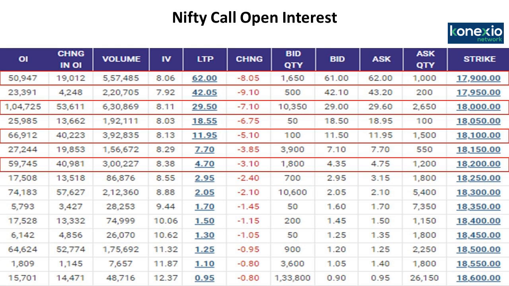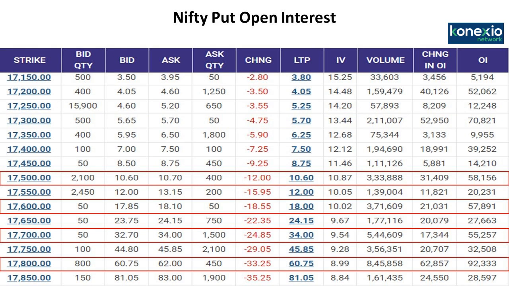So looking at this data, it is showing the IVs are low. That means the undertone is bullish. Now let us check out the Nifty puts data. In Nifty puts, you can see the action was seen in 17,800 puts, 17,700 puts, 17,600 till 17,500. So most probably on the support side, 17,500 could act as a major support for the next week.